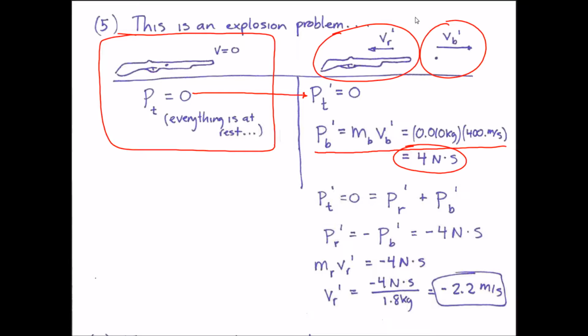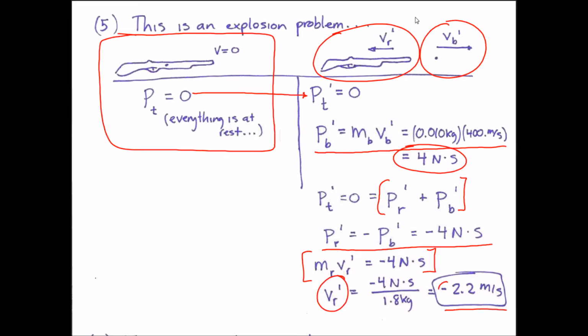Well then, since the total momentum is 0, and that's due to the momentum of the rifle plus the momentum of the bullet, I can make this statement right here that says that the momentum of the rifle is really the same as the negative momentum of the bullet. That way they could add together to be 0. Therefore, the momentum of the rifle must be negative 4 Newton seconds. And simply then, I go and set the momentum of the rifle equal to negative 4 Newton seconds, solve for the velocity of the rifle afterwards, and I come up with 2.2 meters per second.